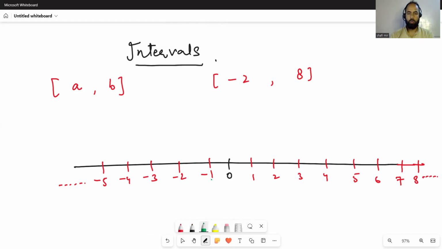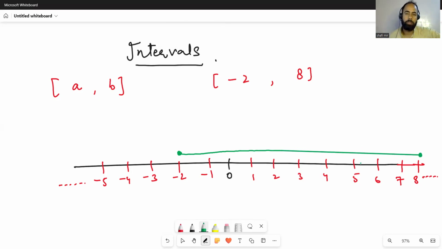Now, what does this closed interval mean? From -2 to +8. If it is a closed interval, we have to show it with a solid dot up to +8. +8 is also included. So all the real numbers from -2 to +8 are included in this set. This is called a closed interval.